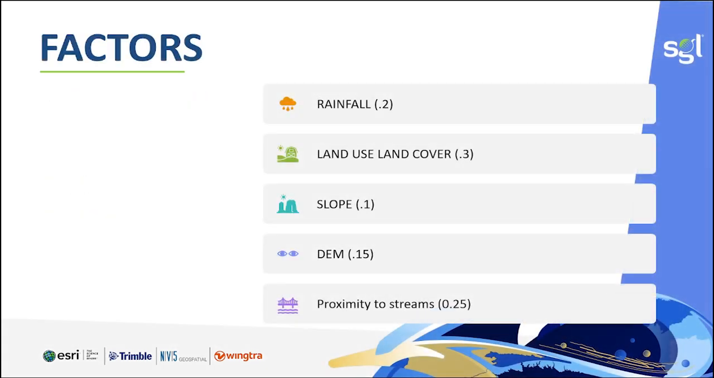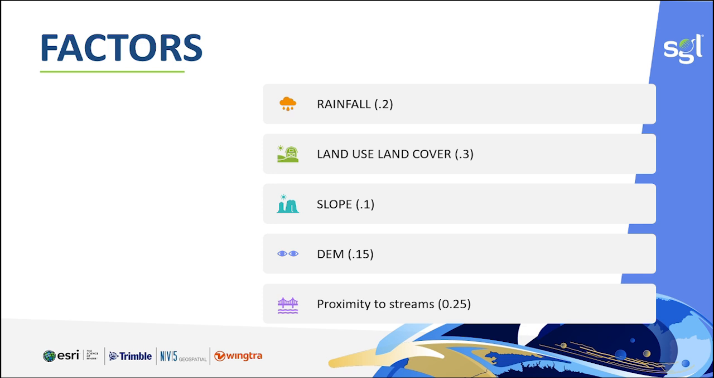Now the factors, depending on what you have available. In this case, we had rainfall, land use, land cover, slope, digital elevation model, and then the proximity to streams. These are the factors we chose for this particular demonstration. The factors are not limited to this. You could consider things like soil type, if it is readily available. But for this demonstration, we just have these five.